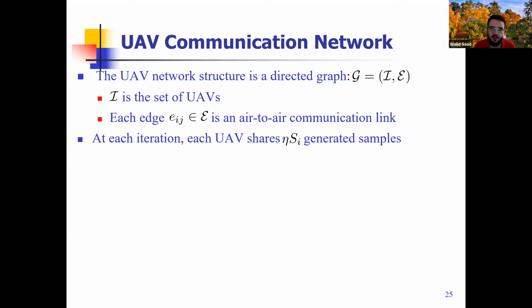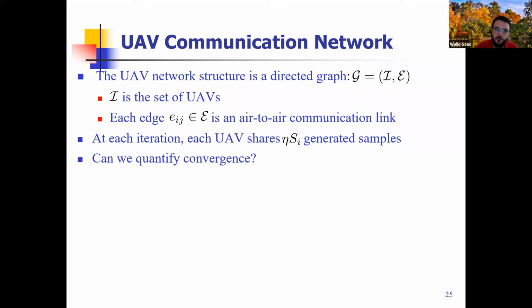So we first say, okay, we have a UAV structure, which is a directed graph. I is a set of UAVs, and this calligraphic E is the edge set, the air-to-air communication links that are seen to be ideal, so there are no errors and so on. And at each iteration, each UAV generates this eta, just a fraction of data samples from its observations. So the first question we ask is, can we quantify convergence?